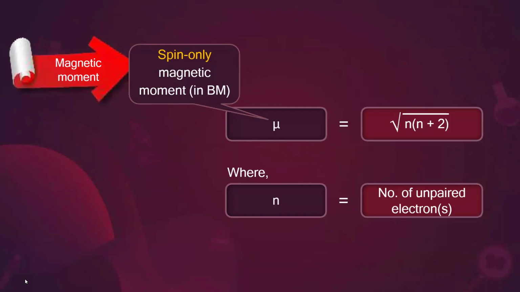We are getting the formula for spin only magnetic moment. The symbol for magnetic moment is mu. So mu is equal to root over n into n plus 2. Its unit is BM, Bohr magneton. Here you can see spin only magnetic moment in BM. BM stands for Bohr magneton.